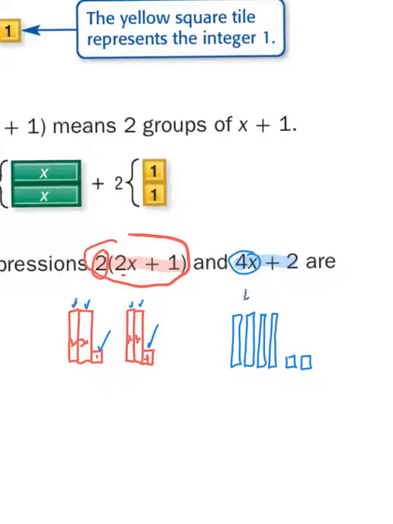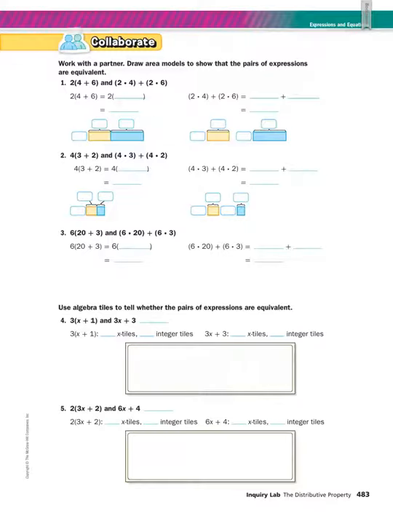We have 4x plus 2 1s. So guess what? They are equivalent. The only difference is on the blue side, we have it organized. This is how you simplify an expression. We're trying to simplify it so all of our x's are together and all of our 1's together. All right. Now we're going to go on back onto the page to page 483 and work on some of these problems together here. Then we'll go on to the other one.